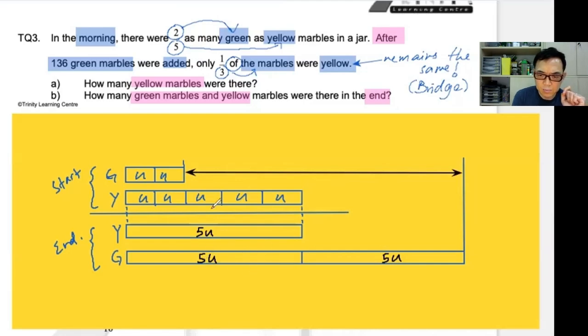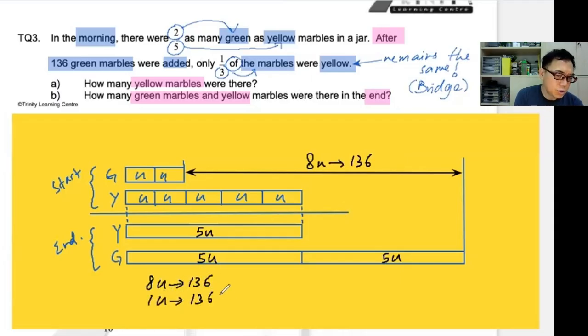Yes, because this is 10 and this is 2. That makes this 8 units. In other words, 8 units were added. The question says that 136 green were added. So this is 136, right? So if 8 units is 136, 1 unit is 136 divided by 8, and you will get 17.